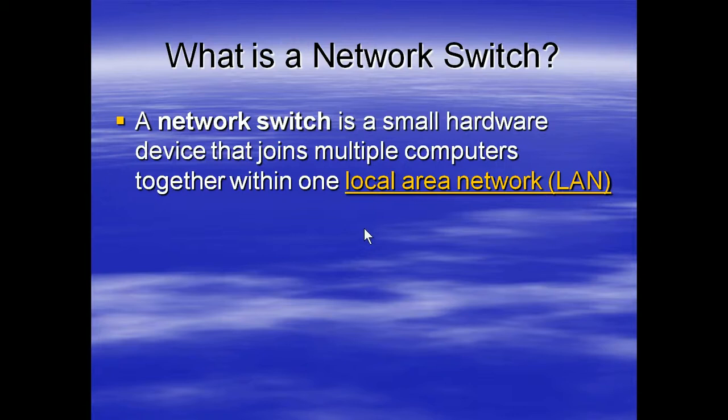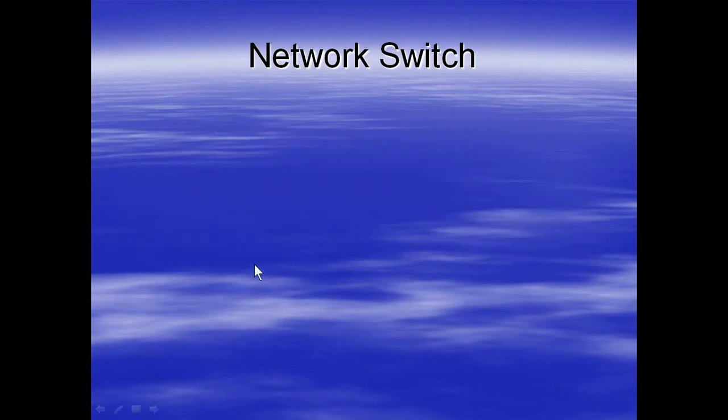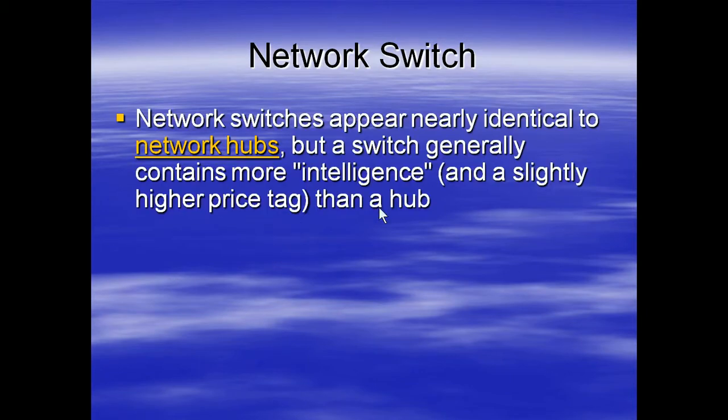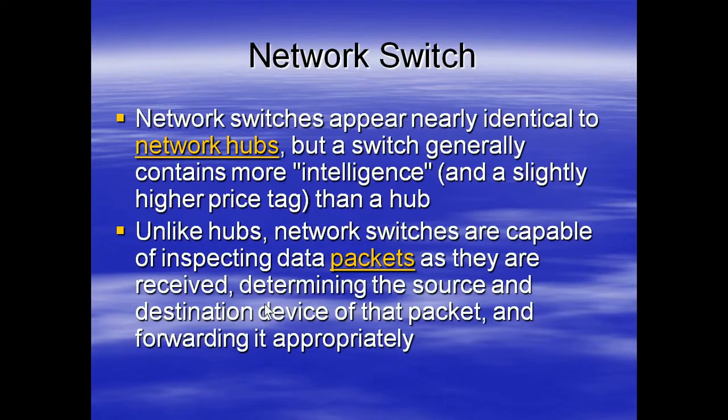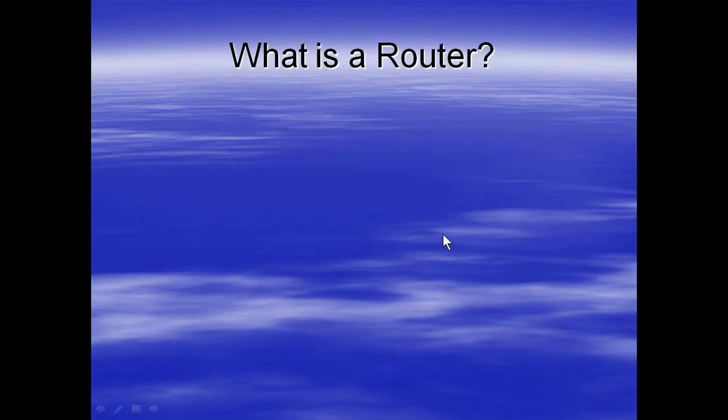Now, what is a network switch? A network switch is again a hardware device that joins multiple computers together in one LAN, local area network. Technically, network switches operate at layer 2, the data link layer. Network switches appear nearly identical to network hubs, but they are more intelligent. So unlike a hub, they can see the data, they can find out where it has to go, and it sends it appropriately to the destination. By delivering each message only to the connected device it was intended for, a network switch conserves network bandwidth and offers generally better performance than the hub.